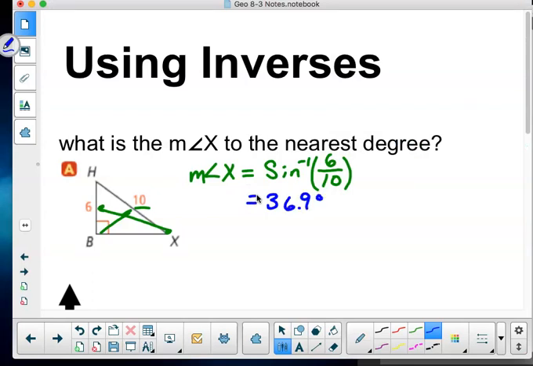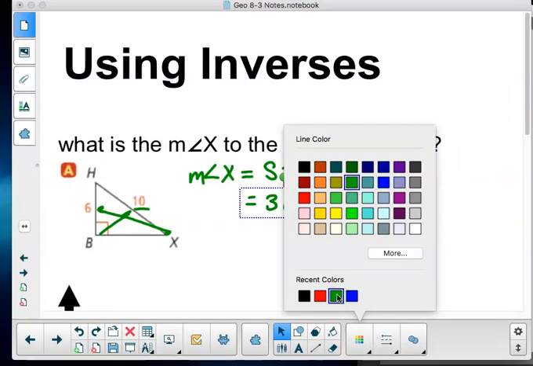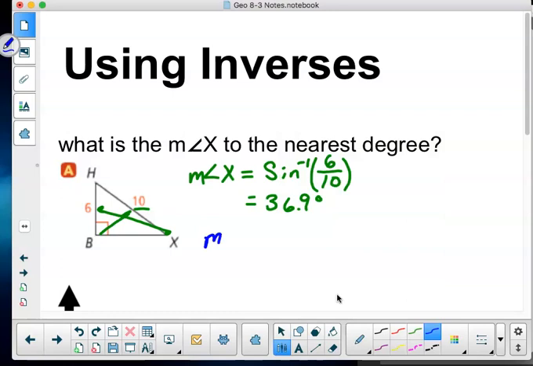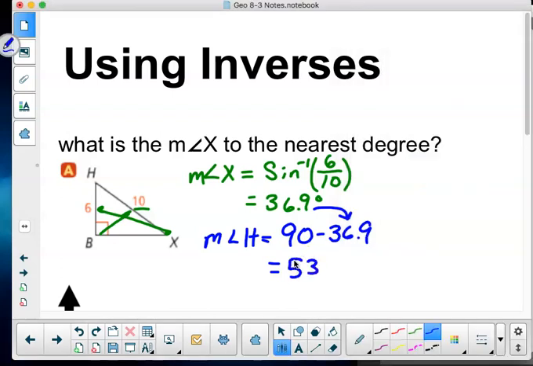I can also, from this information, let's make that green so we can talk about this next one. I can find the measure of angle H. I can just do it because it is the difference of 90 and 36.9 that I found earlier. So 90 minus 36.9 gives me 53.1. So this is 53.1 degrees, my angle H.